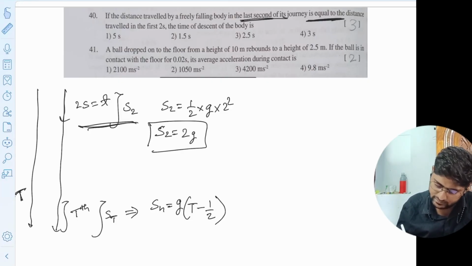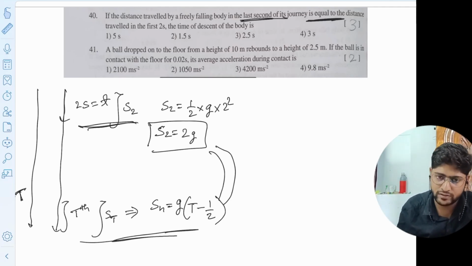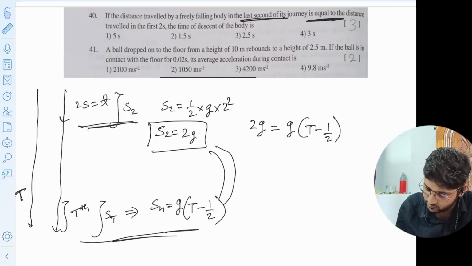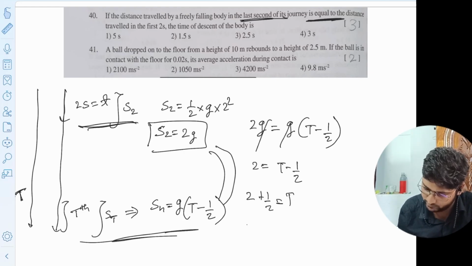Then they both are equal. It is saying the distance covered in the starting 2 seconds will be equal to the distance covered in the nth second. So we can write 2g, this distance S2, equals g into t minus 1 by 2, suppose total time t. g cancels. So 2 equals t minus 1 by 2. 1 by 2 will go that side. 2 plus 1 by 2 equals t. So 2.5 equals time t.